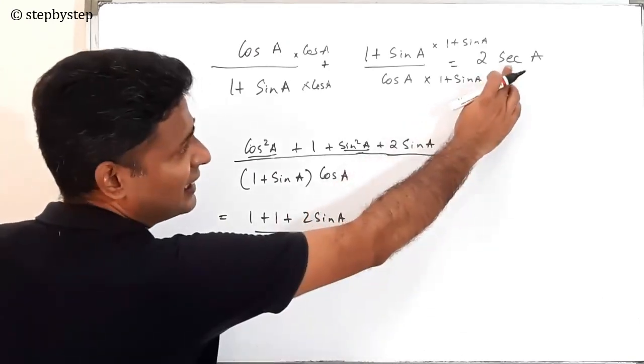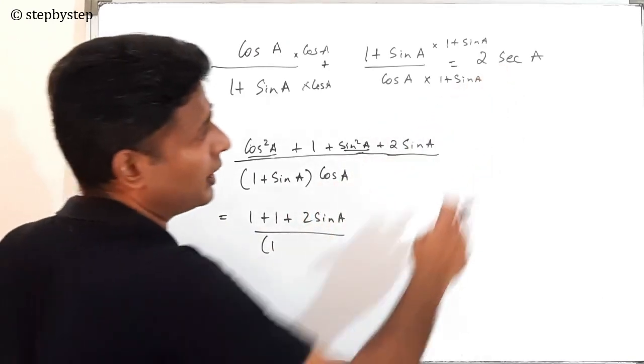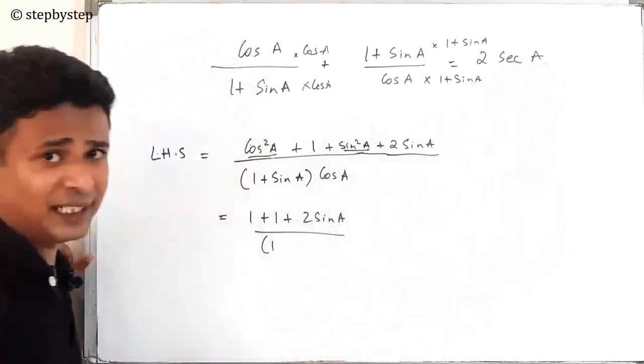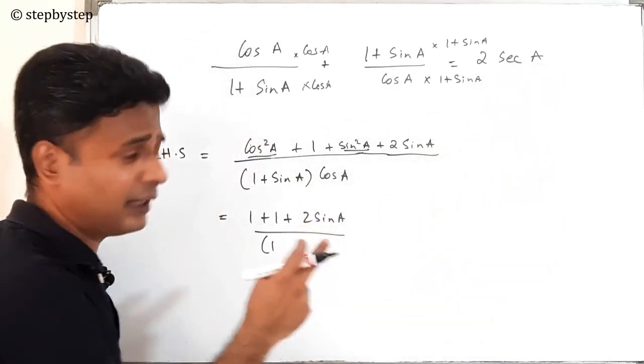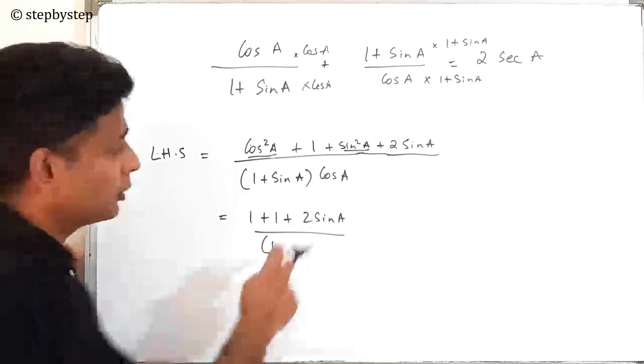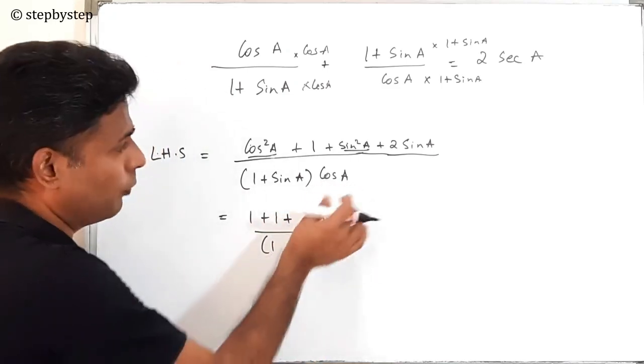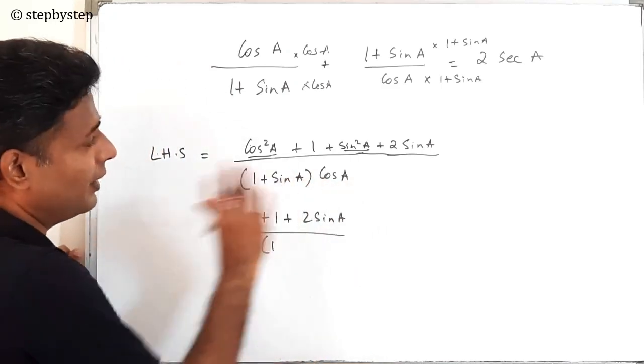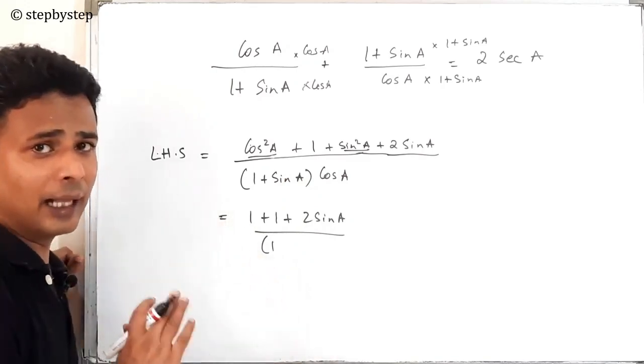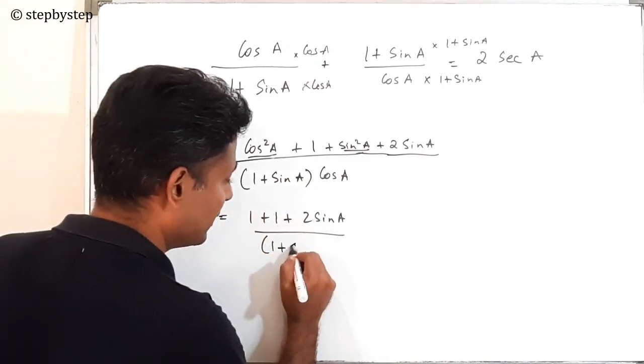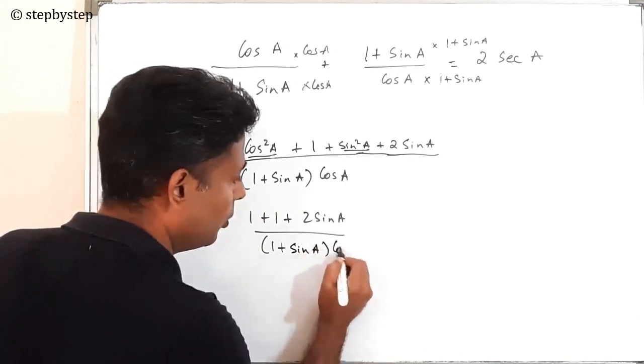So, and since we need sec A, another way to notice is, on the right hand side there is only sec A, which means down sec A is 1 by cos, right? So we should get cos in the denominator. So we already have cos in the denominator. So we'll not disturb it. We'll just keep it like that. So we get 1 plus sin A into cos A.